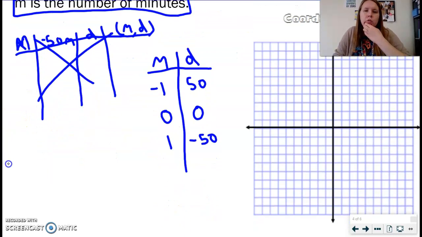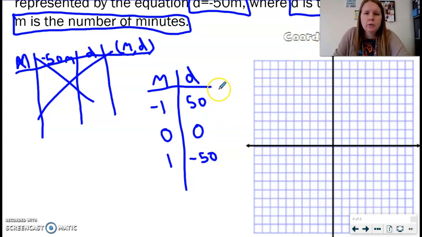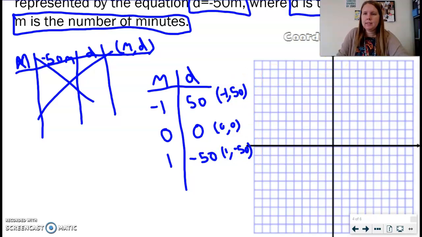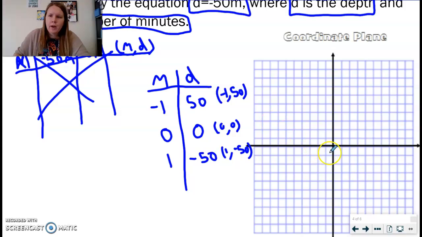So we are going to graph those. And if you want to, you can write them as the coordinate point on the side. But as long as you're reading them left to right, they should be in the correct order. So we're going to plot these 3 points and make our graph.